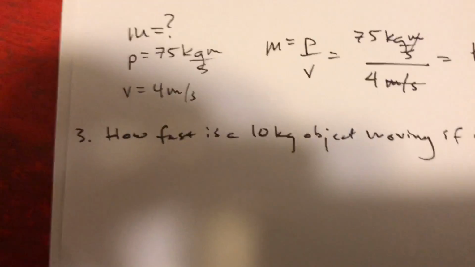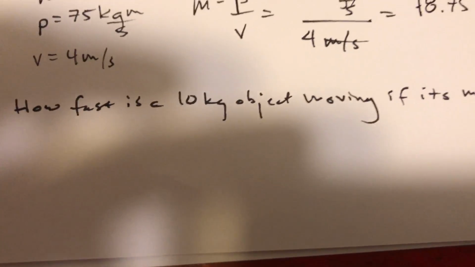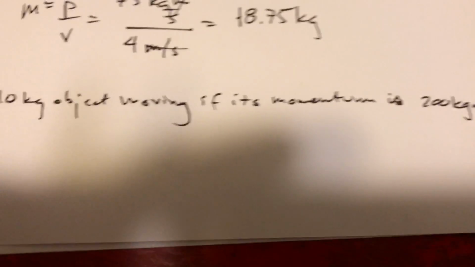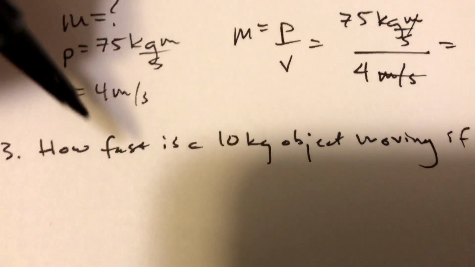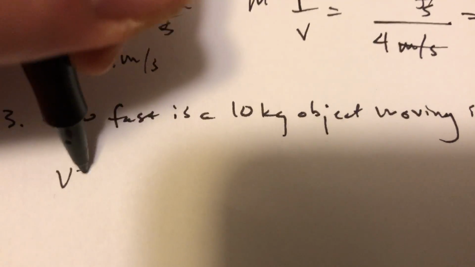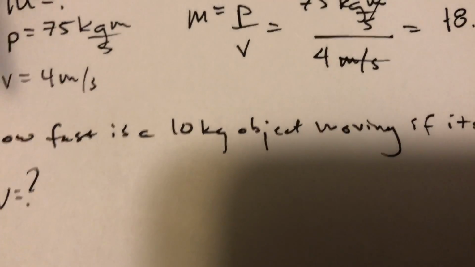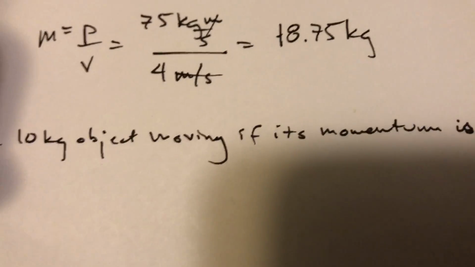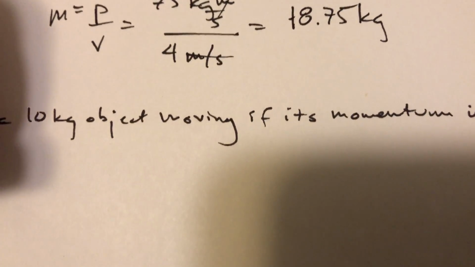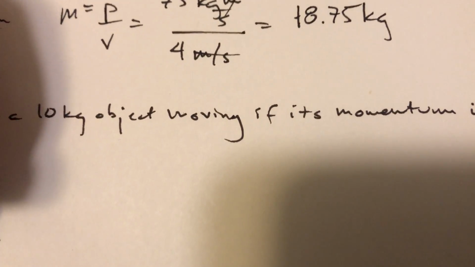All right, and the last one here. How fast is a 10 kilogram object moving if its momentum is 200 kilogram meters per second? So first question, how fast? So V equals question mark. 10 kilogram object, and its momentum is 200 kilogram meters per second.